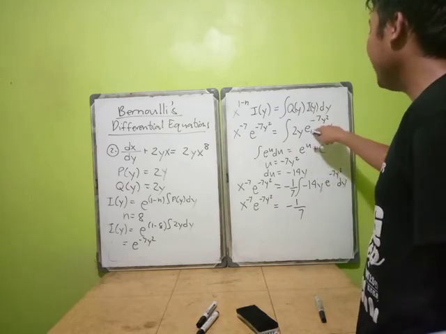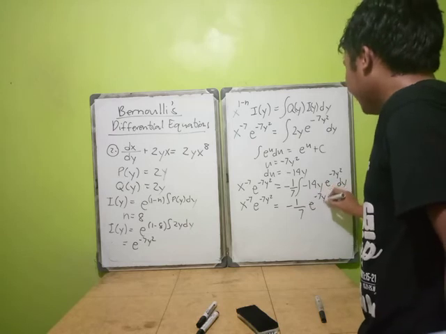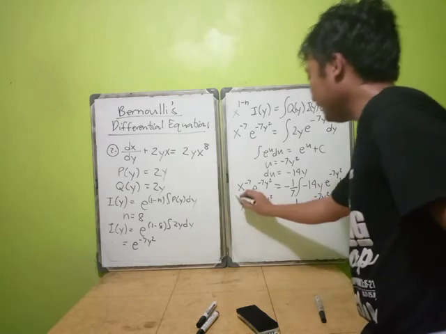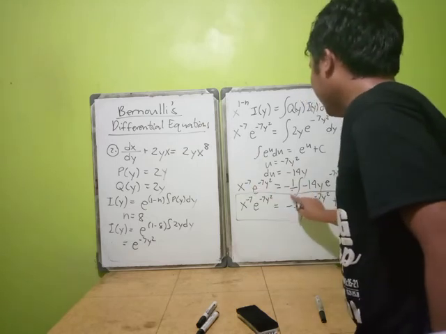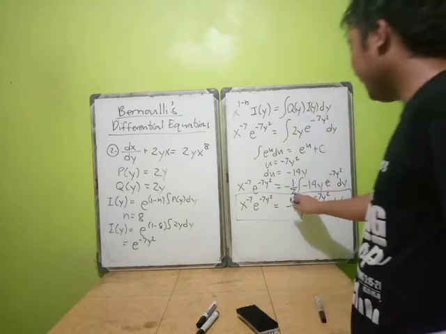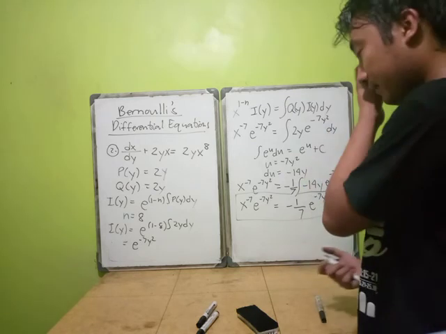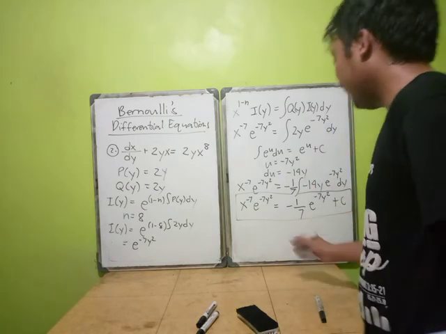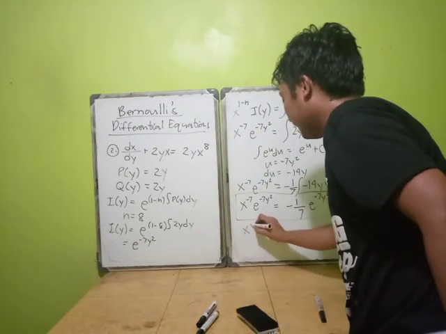So this is the e, and this is the u. It becomes e to the negative 7y squared plus c. So, this is already an acceptable answer. But there is a possibility that it is not in the choices, since it may have been simplified. By the simplification process, this is an acceptable answer.